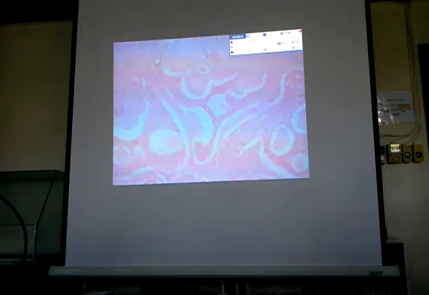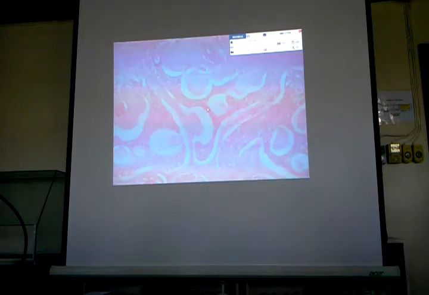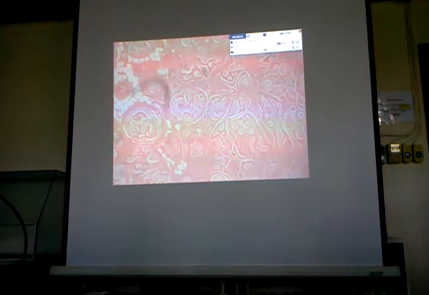Unfortunately, as mentioned a while ago, the stain is already very faint. So we will not be able to appreciate anymore the actual morphology. However, very distinct ang histology ng adenoid cystic carcinoma.